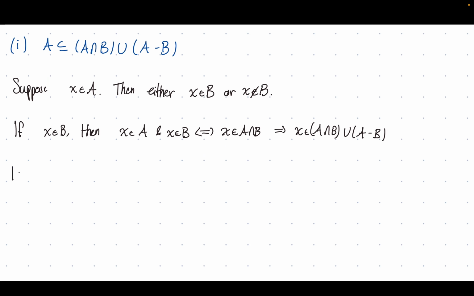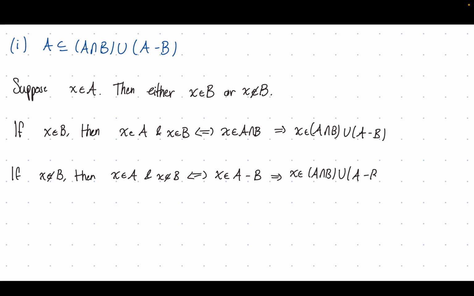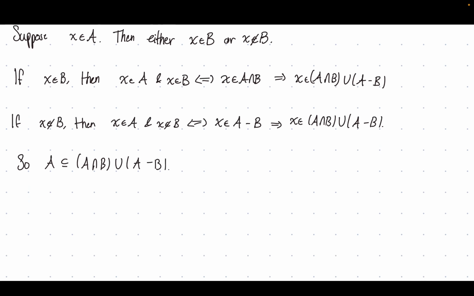And then if X is not in B, then X is in A and X is not in B, which is equivalent to saying that X is in the difference of A and B, which implies that X is in A intersect B union A minus B. So A is a subset of A intersect B union A minus B. Cool. Now we have to show that the converse is true, namely that A intersect B union A minus B is a subset of A.